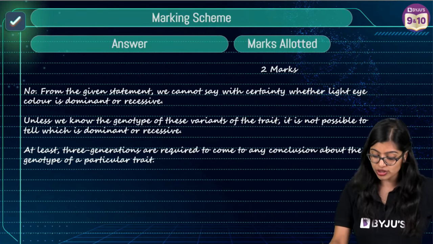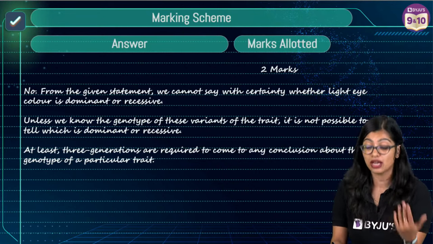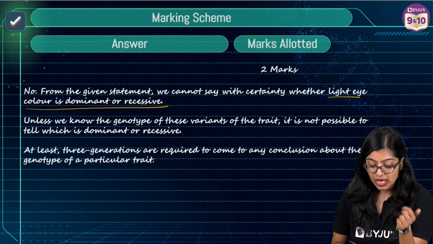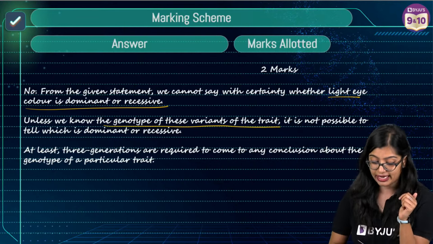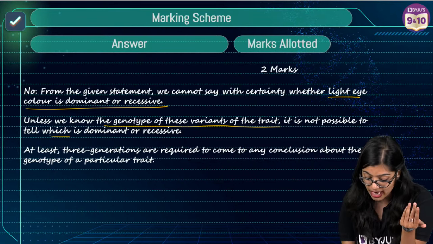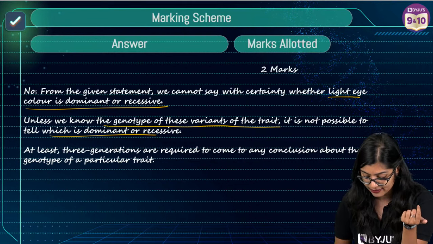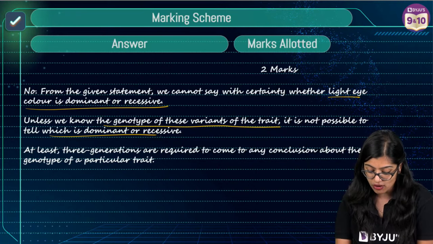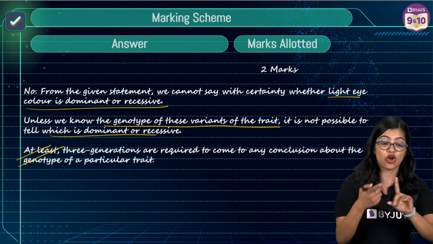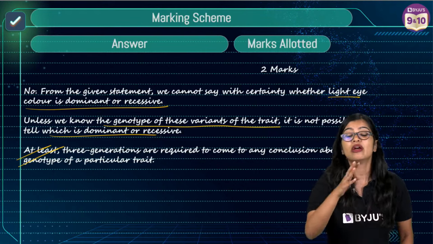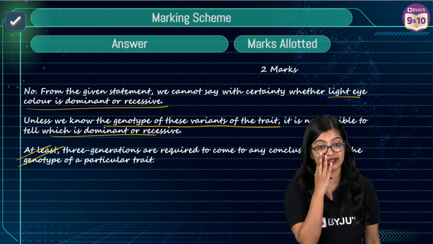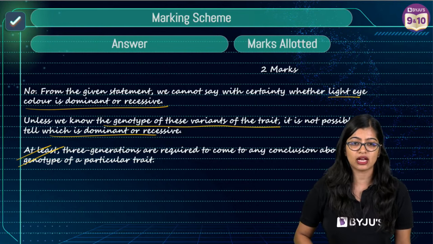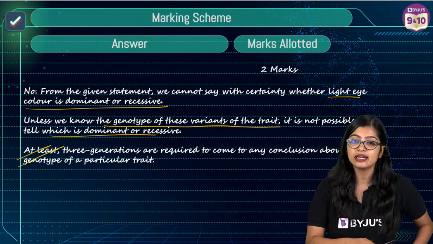Okay? So you should start off by saying that in the given statement, we cannot say with certainty whether light eye color is dominant or recessive. Because first and foremost, we should know the variance of the trait, and only then will we be able to understand whether it is dominant or recessive. And in order to get a conclusive understanding, we should be given the data of at least three generations. Your parental, F1, F2, once that is given to us, we will be able to identify. So are we clear? Ma'am, how can we notice if one eye color is dominant or not? We'll not be able to notice it, but it depends.